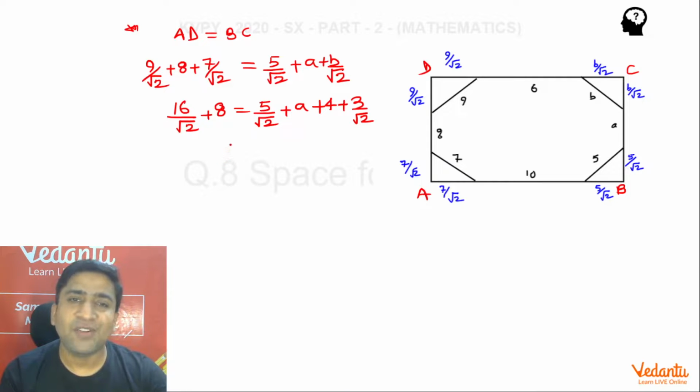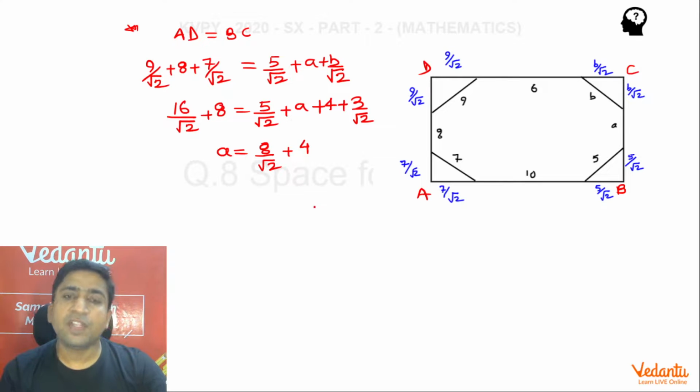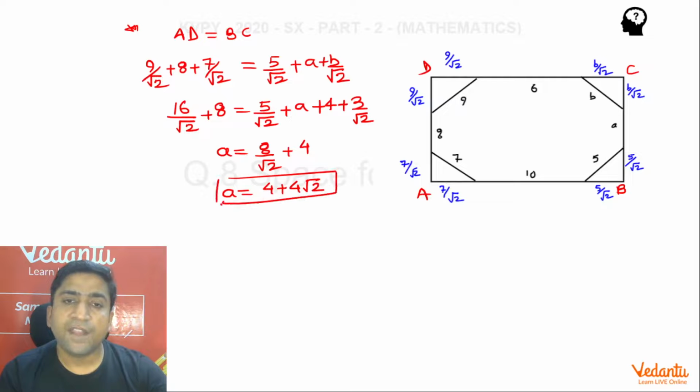Guys, just try to have a look. Can I say A is coming out to be like what? 8 by under root 2 plus 4. Can you all see this? 8 by under root 2 plus 4. Or I can also say it is coming out to be 4 plus 4 under root 2. So this is the value of A that we are having.